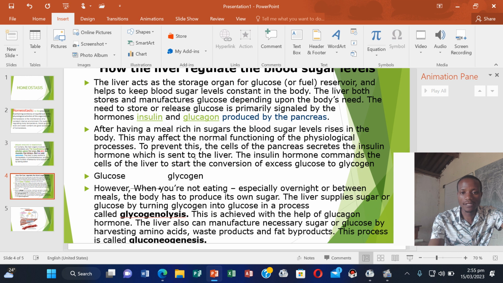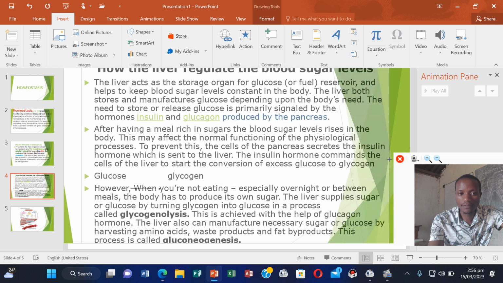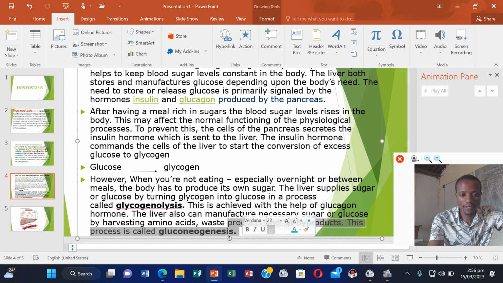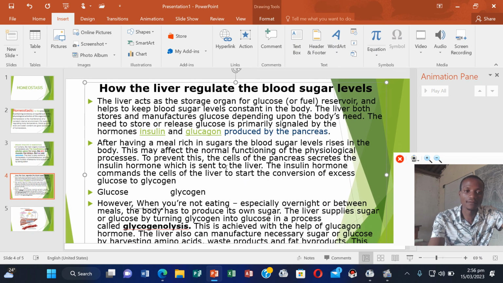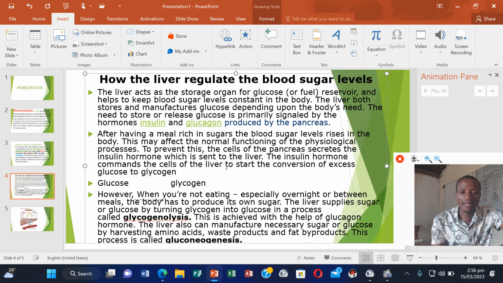Now slide 4 is explaining the importance, or how the liver is involved in homeostasis. So slide 4 is explaining how the liver is involved in homeostasis. Let me just read it. Okay, good. So how the liver regulates the blood sugar levels. How is the liver involved in homeostasis in other words? That's a question which is there. So how does the liver regulate homeostasis?